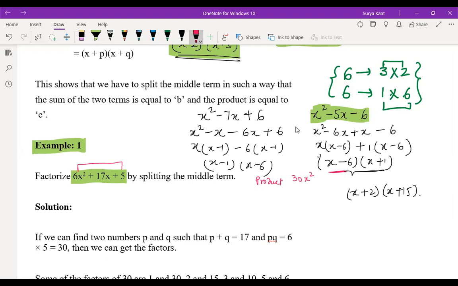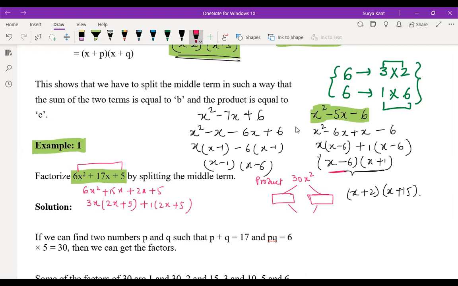30x square. 15x into 2x, sir. Yes, 15x into 2x. So both answers you are getting both plus. So 6x square plus 15x plus 2x plus 5. Yeah, sir. Then 3x into 2x plus 5 plus 1 into 2x plus 5. 3x is common, so we can write here 2x plus 5 plus 1 common 2x plus 5.